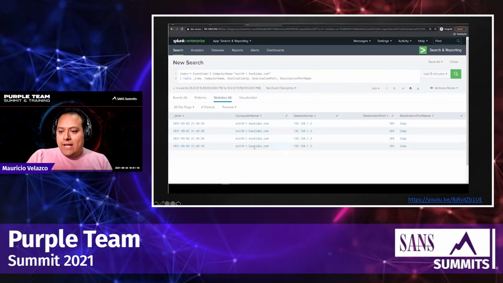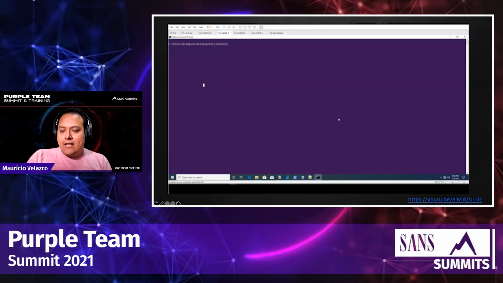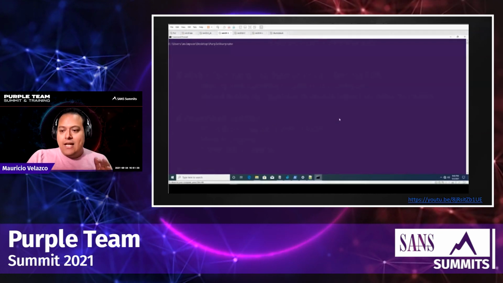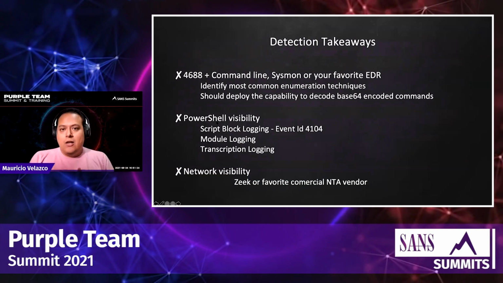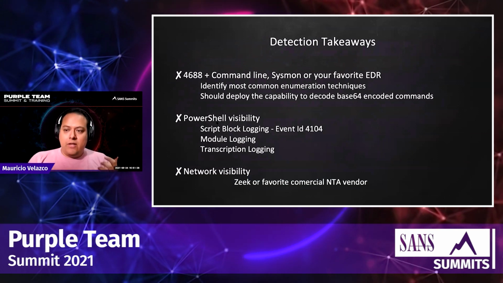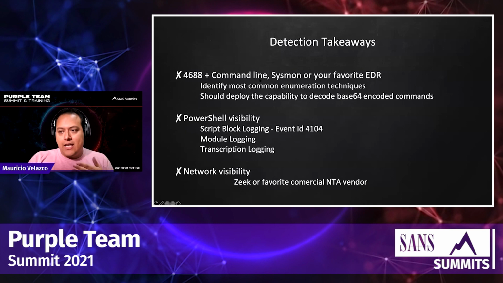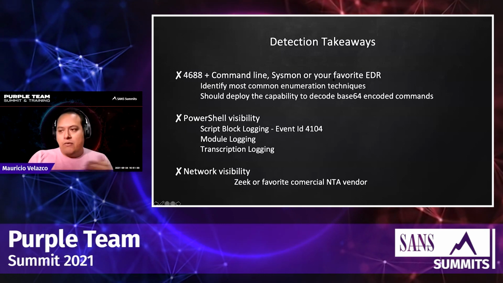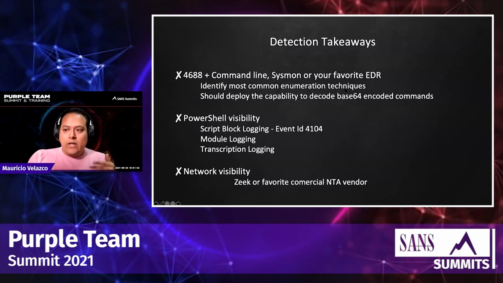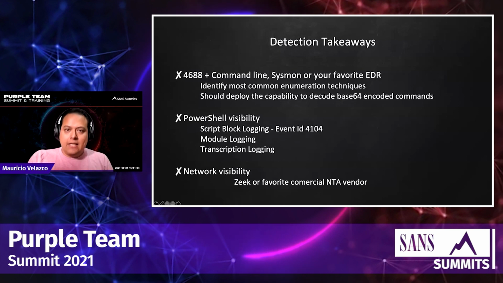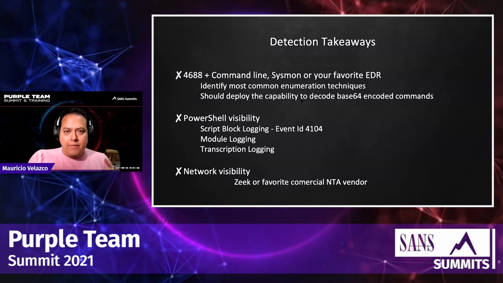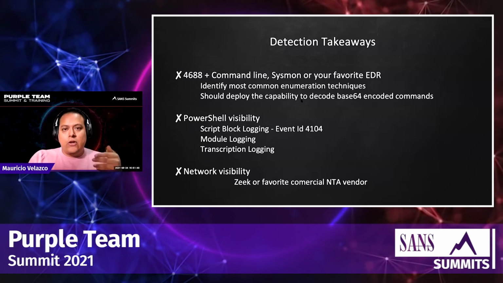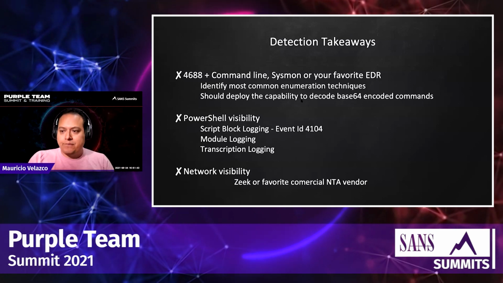So we executed three different techniques, guys. Sorry, several techniques in three different ways. What are the detection takeaways? Well, for the first one, we need command line logging. So you want to use 4688 plus command line. You want to use Sysmon. You want to use your favorite EDR. We need to identify the common enumeration techniques and create detections for them. We should also deploy capabilities to decode base64 encoded commands so your analysts get to see what's going on.